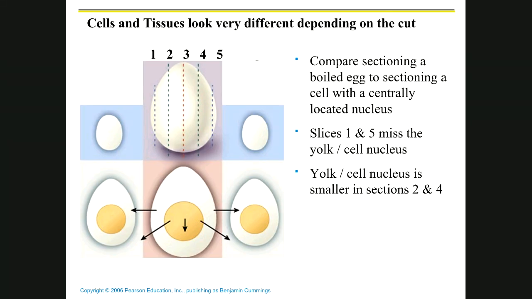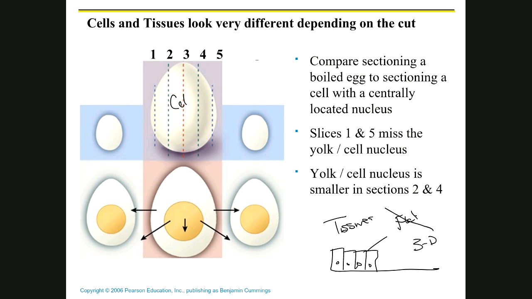Another thing we're going to do is we're going to start looking at tissues. Now, not today, but we're going to be looking at tissues. And tissues are bunches and bunches of cells. Well, when we look at a cell under a microscope, most of us see something that looks flat. But cells are not flat. They're three-dimensional. And a very good analogy for a cell is a boiled egg. It's a good analogy. So if this were a cell, what would this yellow thing be? What part of the cell would this be? It would be the nucleus. What part would the white part be?